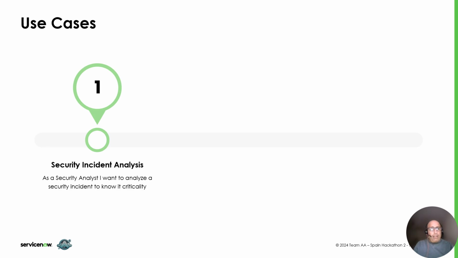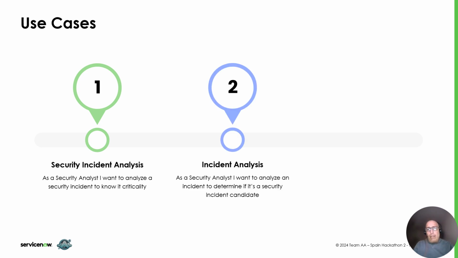Let me explain a bit the 3 use cases we established. First is a security incident analysis. We will analyze a security incident using the custom GenAI skill to know the criticality. Then we will do an incident analysis from an IT incident. We will determine if it is a security incident candidate.